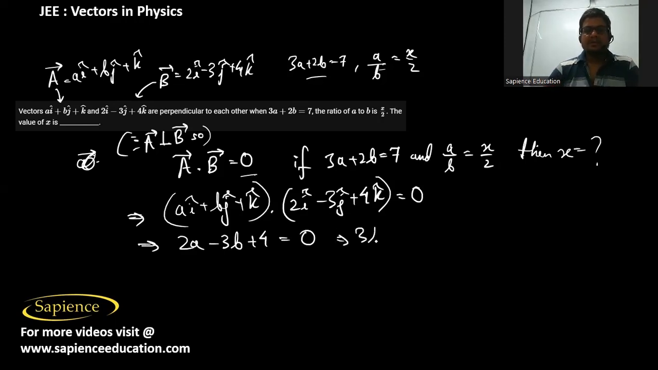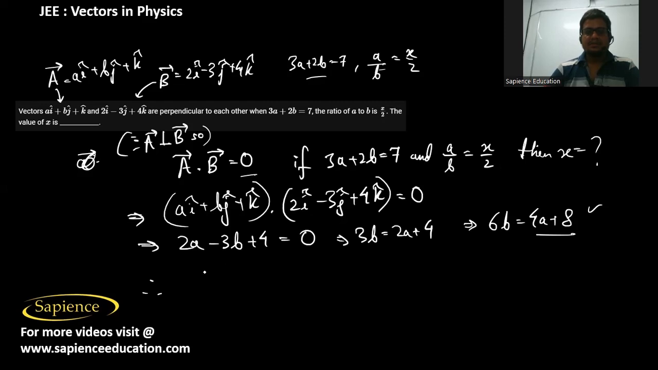So it means what? 3b equals 2a plus 4. And from here it is given 3a plus 2b equals 7. So from here we can tell 6b is equal to, 2 3s are 6, so 2 times 4, 4a plus 2 times 4 is 8. 6b equals 4a plus 8.